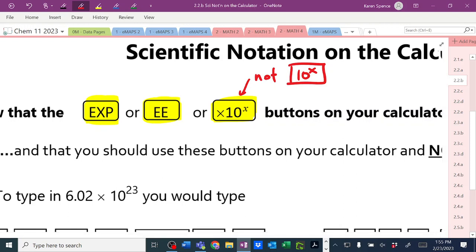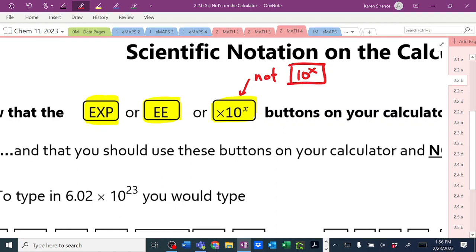So if you cannot see that button on your calculator, call me over. Sorry. Yes. Hello. No, not that one. Okay. Yeah. Anyone else? Hi. Yeah. All right.